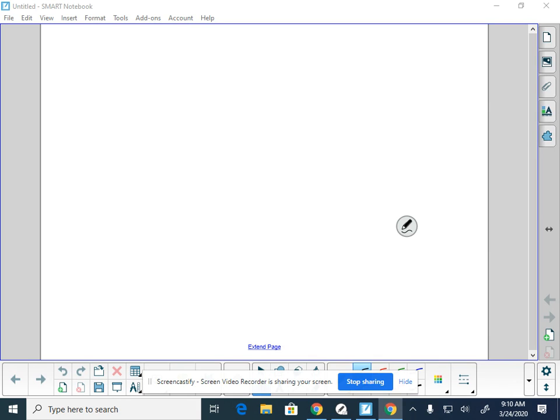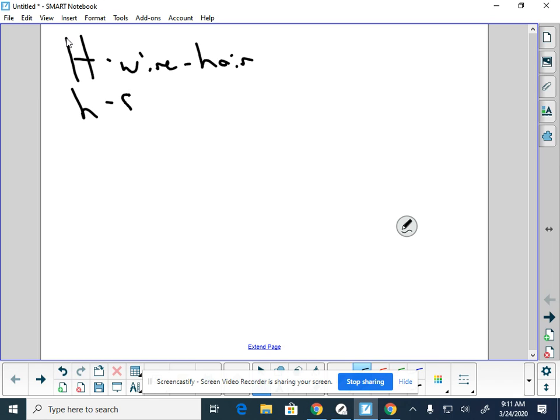So for all Punnett squares, the first thing we have to do is set up our legend. Wire-haired texture is dominant over smooth hair. It doesn't matter which letter you use. I'm just going to use a capital H for wire-haired and a lowercase h for smooth hair. Pick a letter where the uppercase and lowercase look different. H works. H for hair.